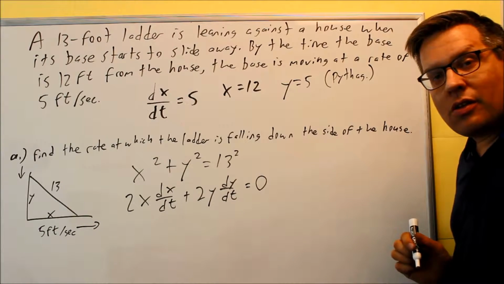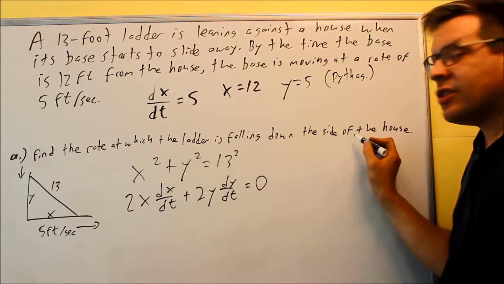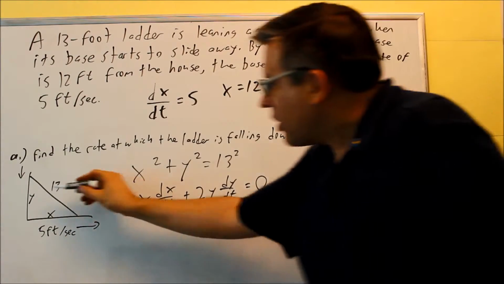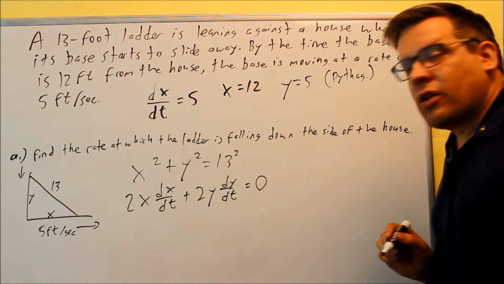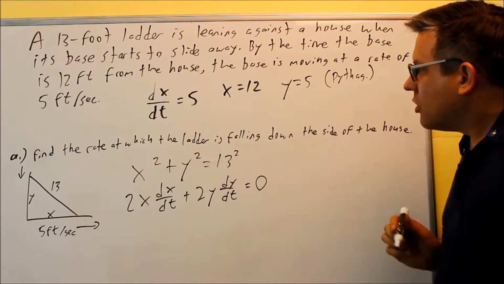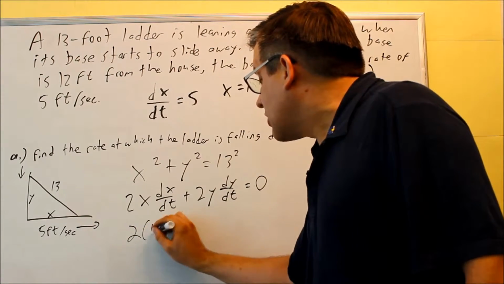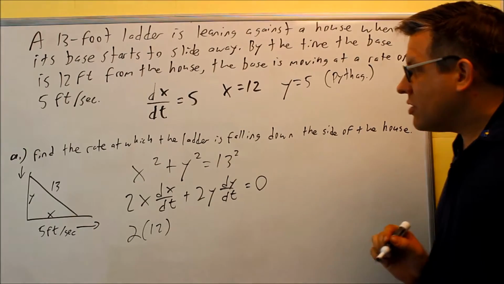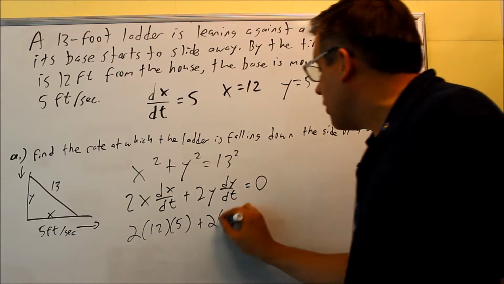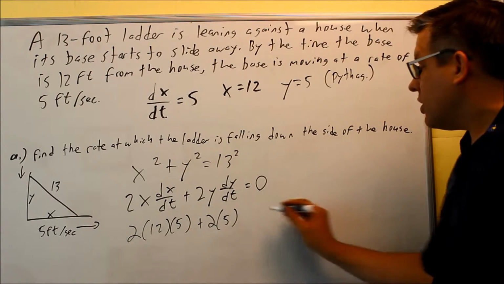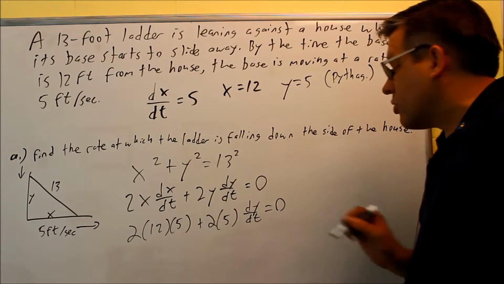I'm ready to plug in the given information. Now, what is this asking me for? Find the rate at which the ladder is falling down the side of the house. Well, because I labeled that y, that's going to be our dy/dt in this formula. That should be the only unknown because everything else we have given. Let's put in the given information. We have x is going to be 12, dx/dt is 5, and I have 2 here, y is going to be 5. dy/dt, again, is the unknown, and I have it equal to 0.